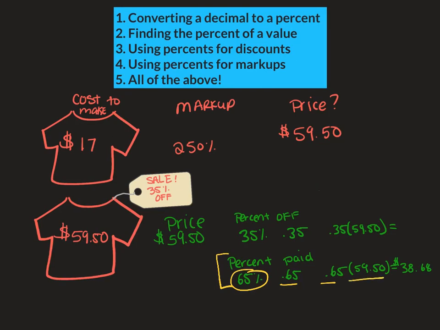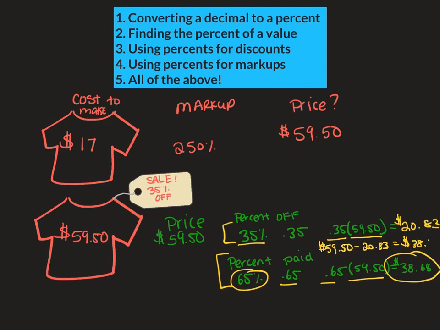In that case, my purchase price is $38.675. If I round it to the penny, it's $38.68. Now let's look at if I find my percentage off. 35% off means I'm getting 0.35 times the regular price of $59.50 off. That's a discount of $20.825. If I round that, that's $20.83.